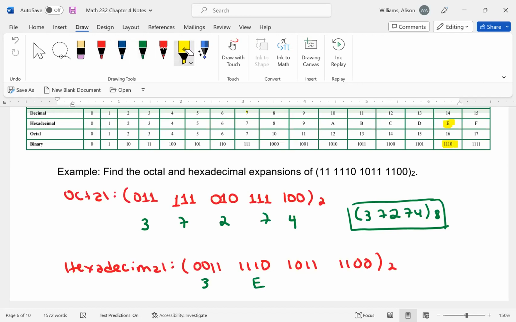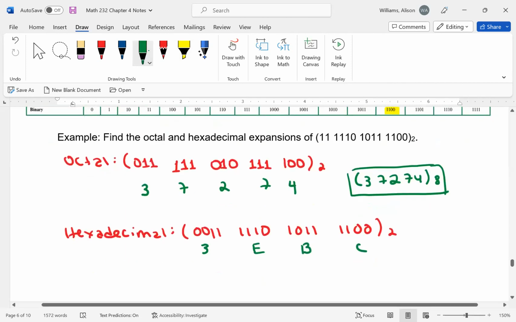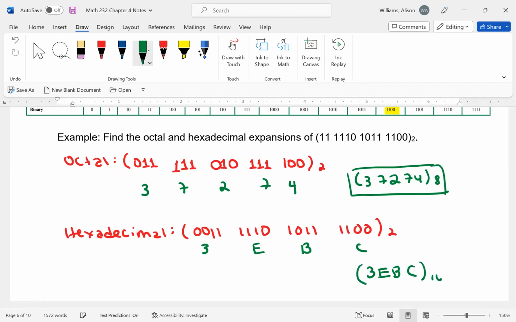Then we'll do 1011. That's this number right here. Hexadecimal, that's a B. And then last, 1100, right next to it, is a C. So there we go. In hexadecimal form, this number is 3EBC, base 16. There we are.